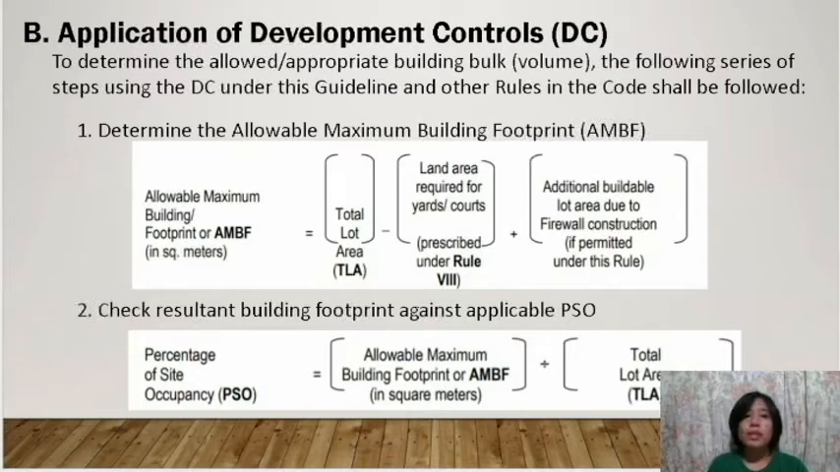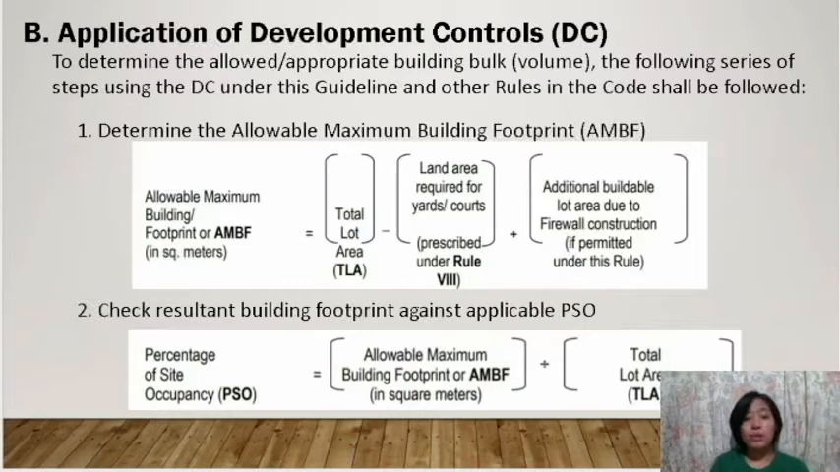So step 1, determine the allowable maximum building footprint or AMBF. So AMBF, allowable maximum building footprint, is equal to total lot area, TLA, minus land area required for yards or courts, which is in Rule 8, plus additional buildable lot area due to firewall construction.